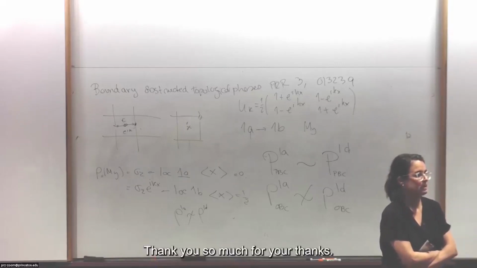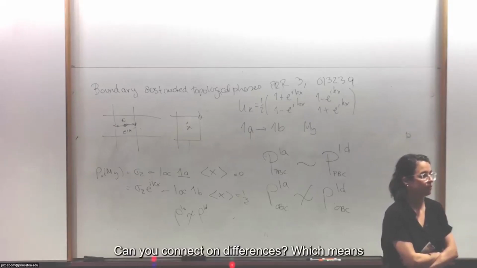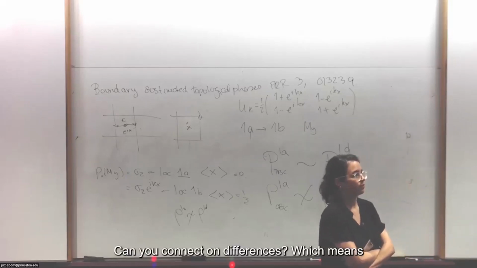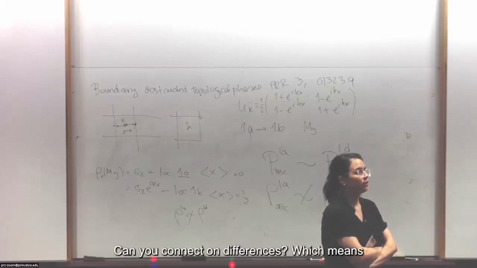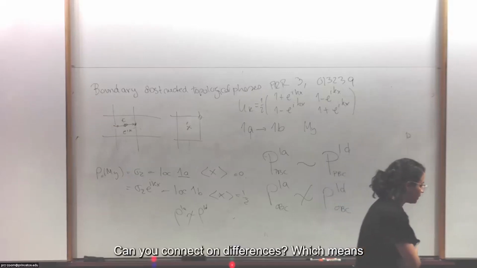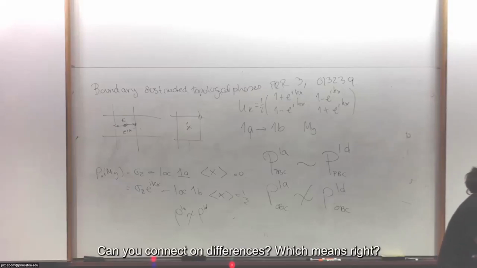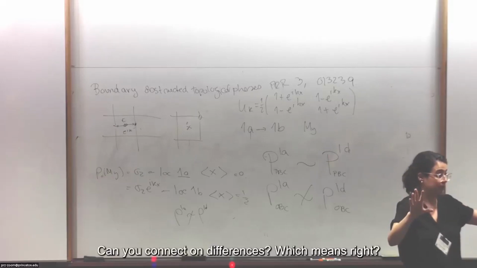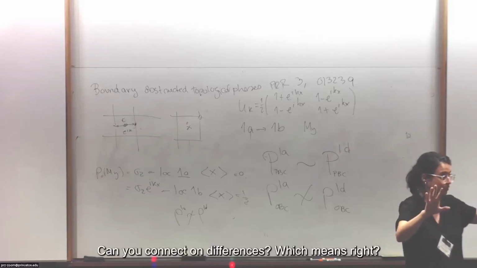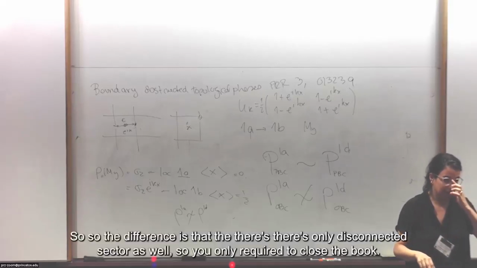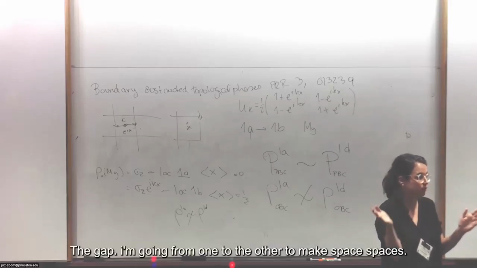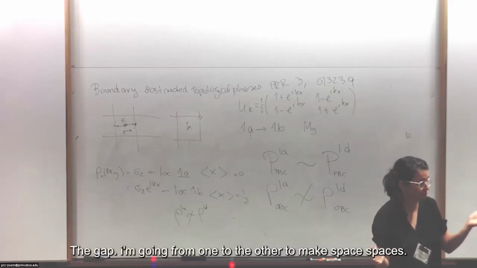Can you comment on differences between these boundary obstructed topological phases and the ones that we're used to thinking about, in terms of what happens when you add interactions, or what you might be able to see experimentally in terms of differences? Right. So the difference is that there are only disconnected sectors. You only require closing the gap to go from one to the other to make states within these spaces. If you have open boundaries, this means that you can tune from one to the other by closing the boundary gap and not the bulk gap.